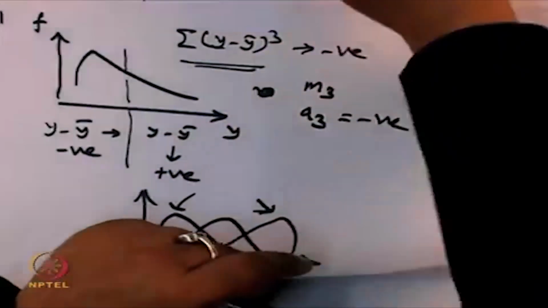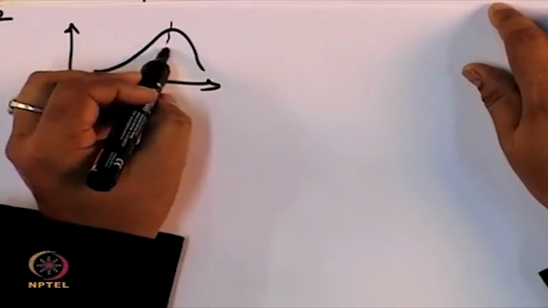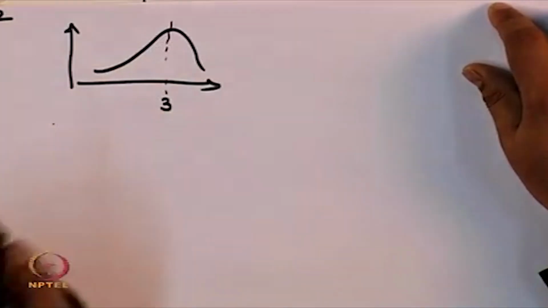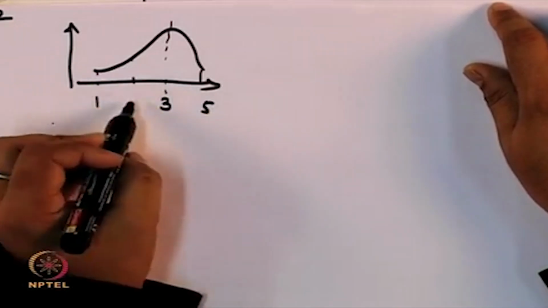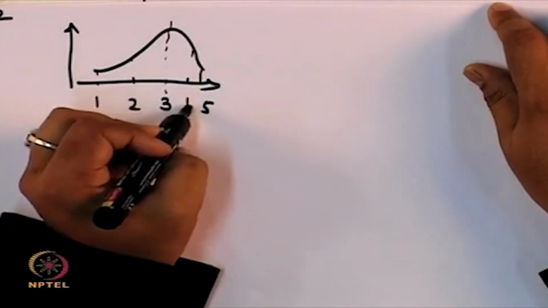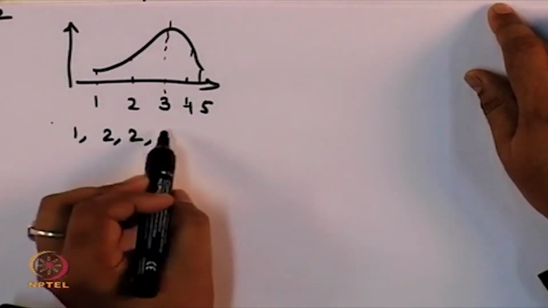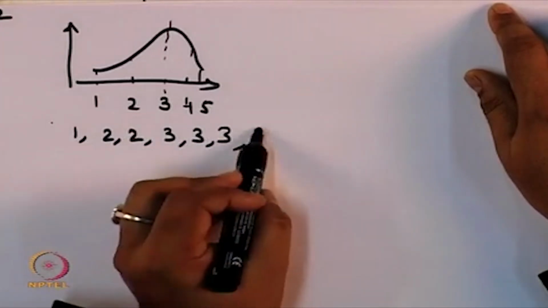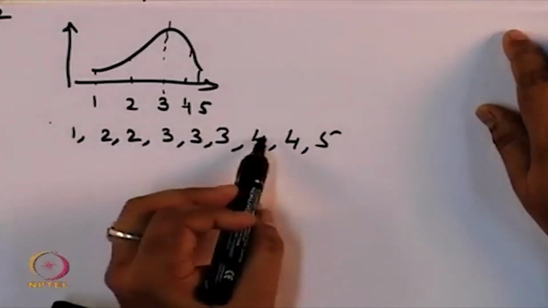But let us work out another example where we take data which is biased to the right. Let us say our mode is 3. This is 1, this is 5, I have 2 and some intermediate value 4. So let us say I have 1 one, 2 twos, 3 threes, 2 fours and 1 five. So I have 1, 2, 3, 4, 5, 6, 7, 8, 9 values.